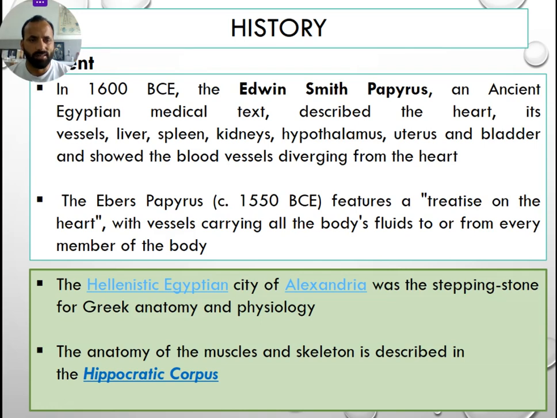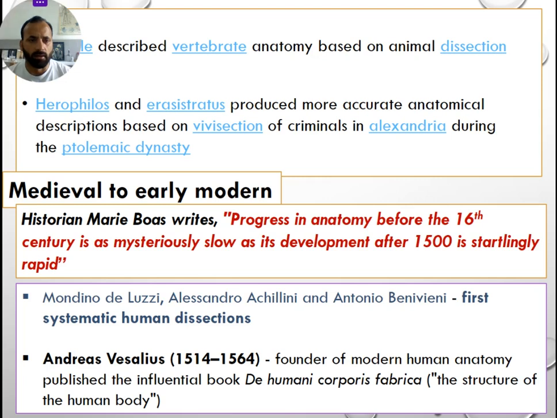So not much going into the history, but it is very old science. Some 1600 BC, you have the papyrus. He is known for the description of the anatomy and the various organs of the body, the heart, the liver, the spleen, the kidneys. Then Hippocrates is also very good in describing the skeleton and the muscles of the body.